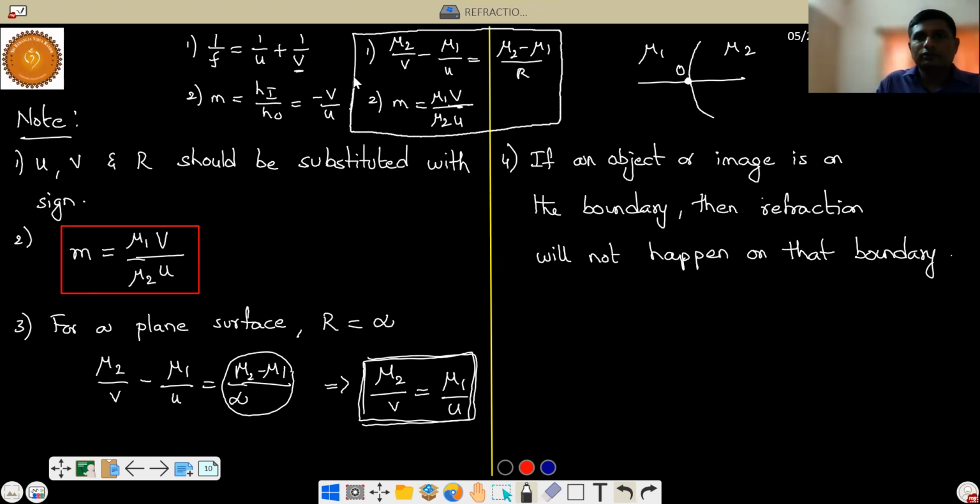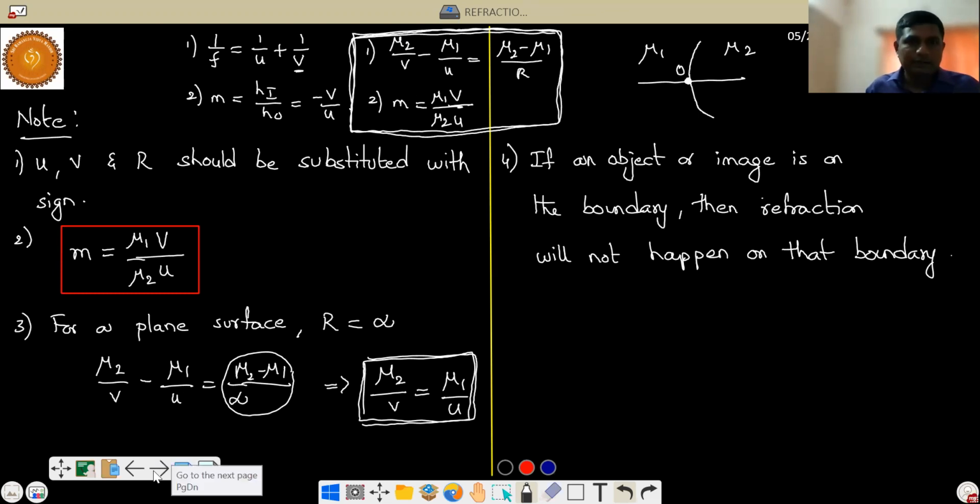As I told you before also, ray optics means only two things. One is solving, another is drawing ray diagram. Solving means these two. With these two formulas you will solve, then you will draw the ray diagram, that's all. And in this optics, only one standard question: find the image, that's all. Find the location of the image like that.